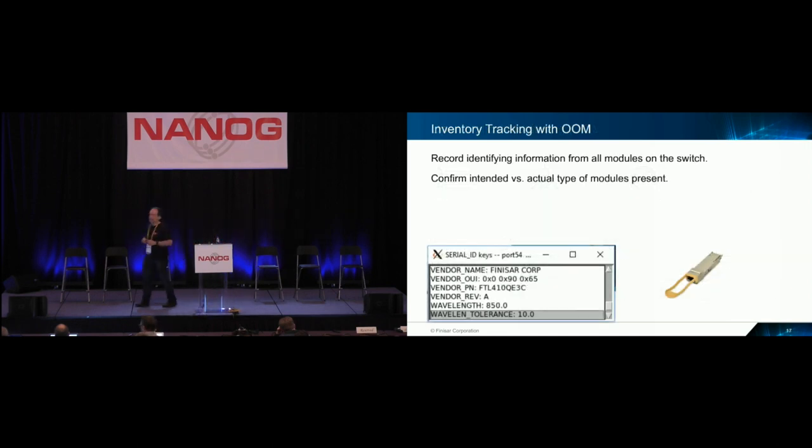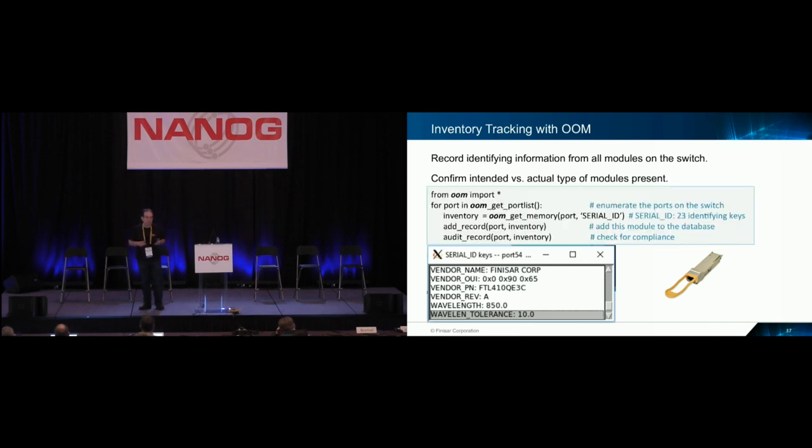So again, some examples of what all of this looks like. This is an example of an inventory. It only shows five of the parameters, but there are literally tens of parameters of static information, also called serial ID, that you can get from a transceiver. And this, again, is what the Python code would look like. Very straightforward to get a list of ports.